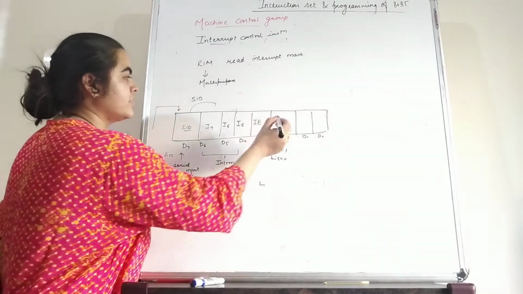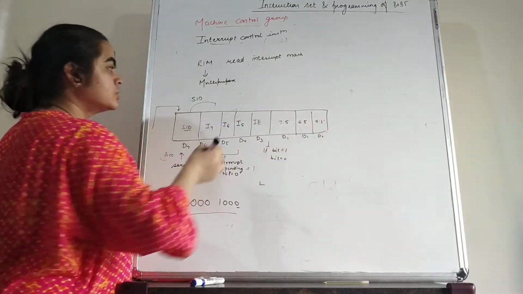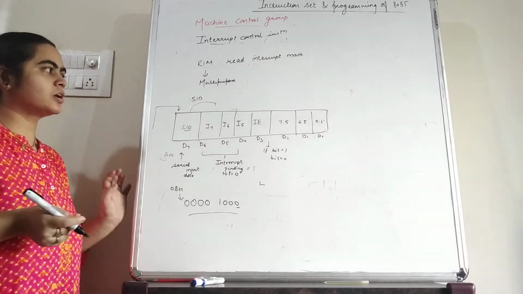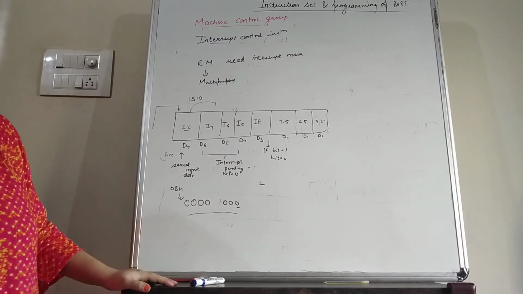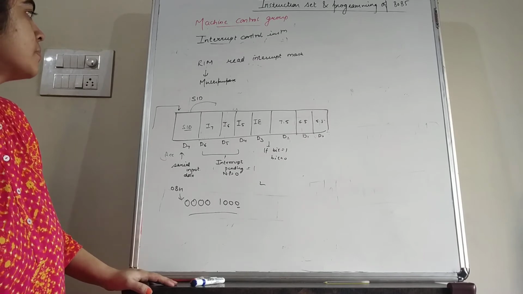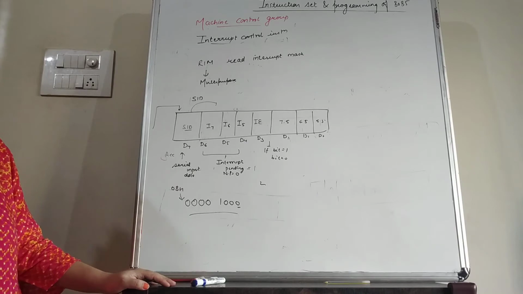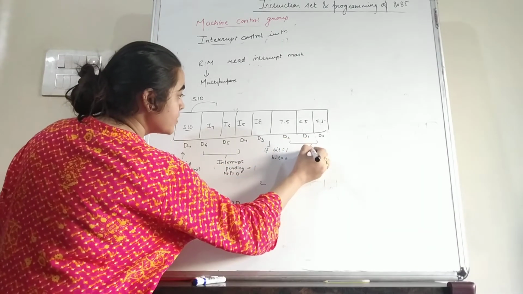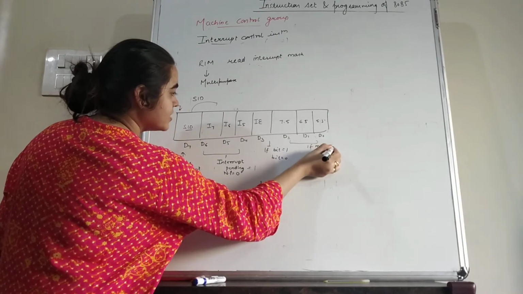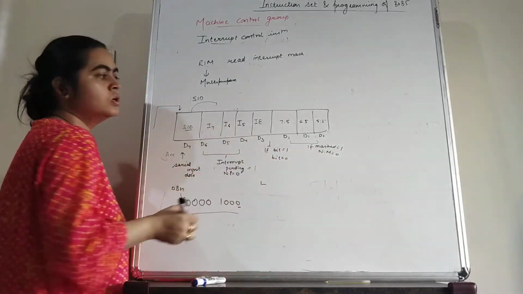Next we have 7.5, 6.5 and 5.5. These are the three interrupts. If these interrupts are masked, then we set the value equal to 1, and if these interrupts are non-masked, then we set the value equal to 0.